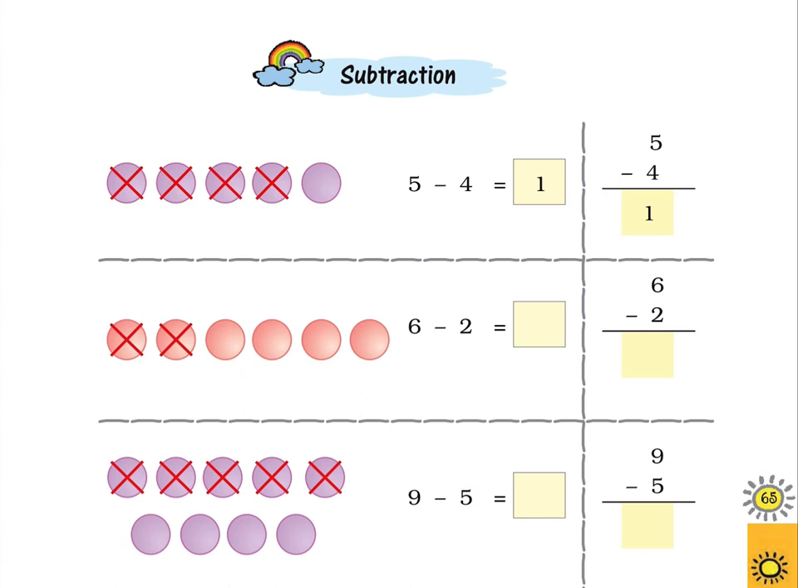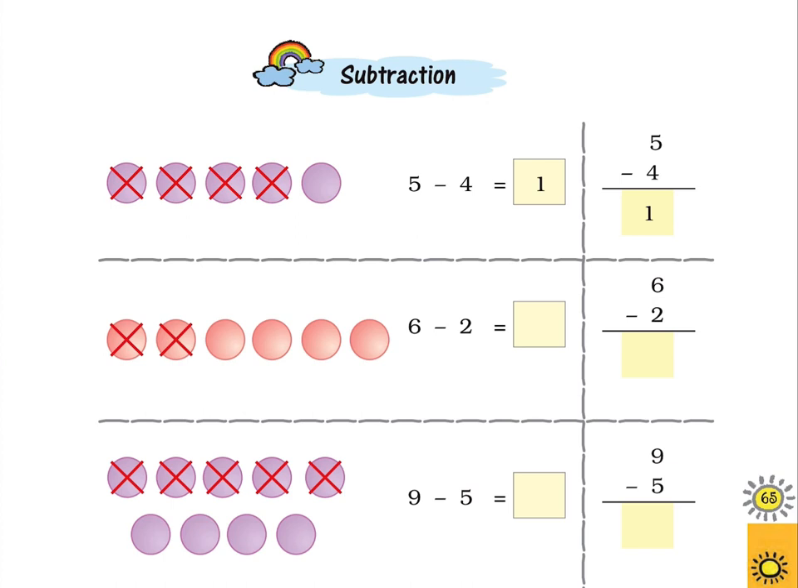Question 1, column 1. There are 5 balls out of which 4 balls are crossed. The question is, 5 minus 4 is equal to 1. The first question is solved as an example. Column 2 shows 4 written below 5 and minus sign on the left of 4. Sleeping line below 4 and 1 written in the writing space below. Question 2, column 1. There are 6 balls out of which 2 balls are crossed.